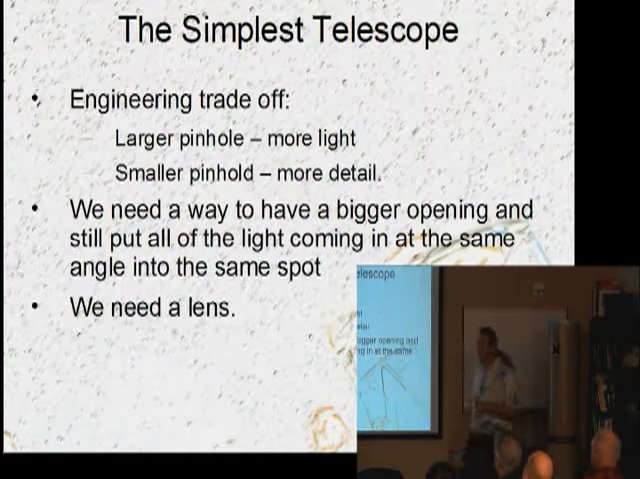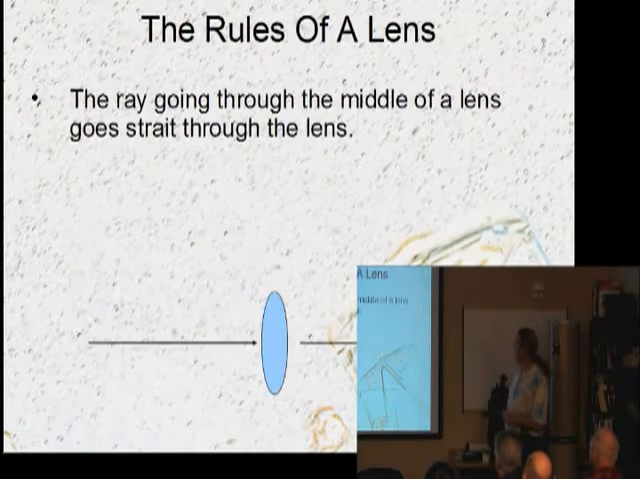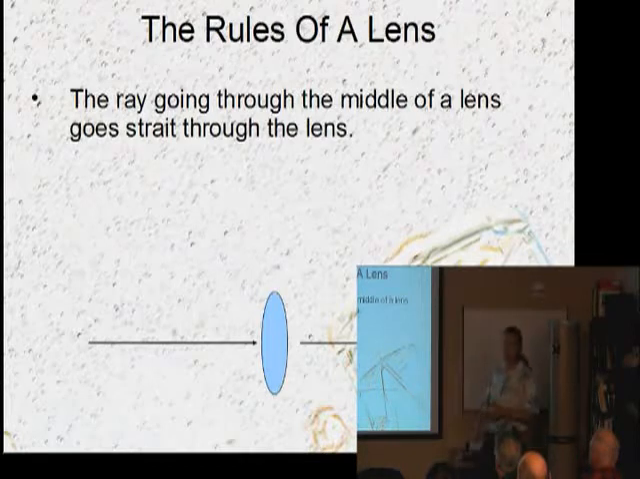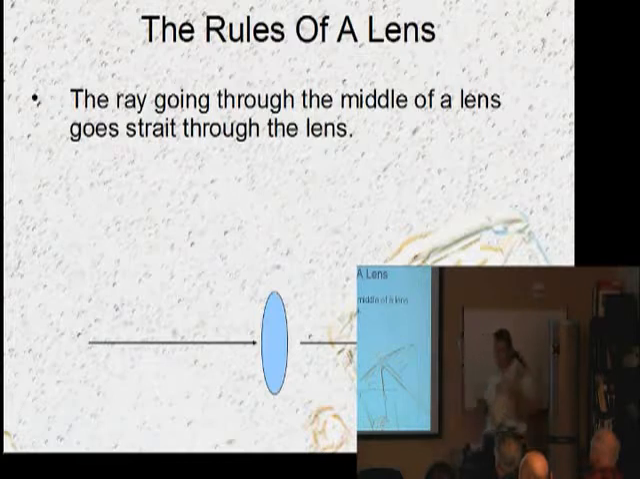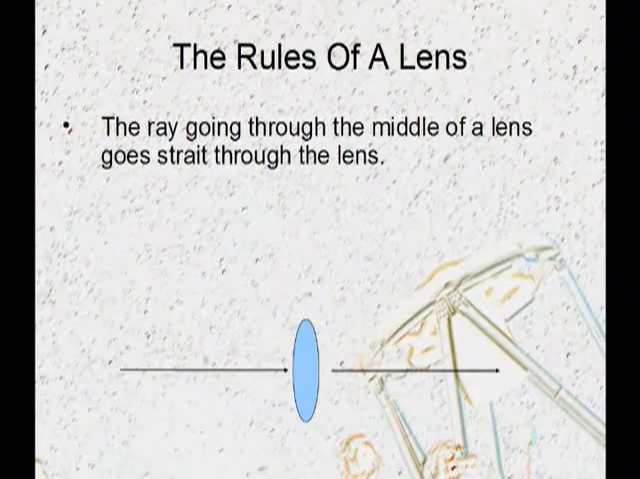So the way to get a big opening and still bring the light into focus is to use a lens. You remember that I said that glass can bend light. So what we do is we make a shape out of glass, and the shape is determined by what we want to do. This is hundreds of years old, but it's very well known. And here's what we want it to do.